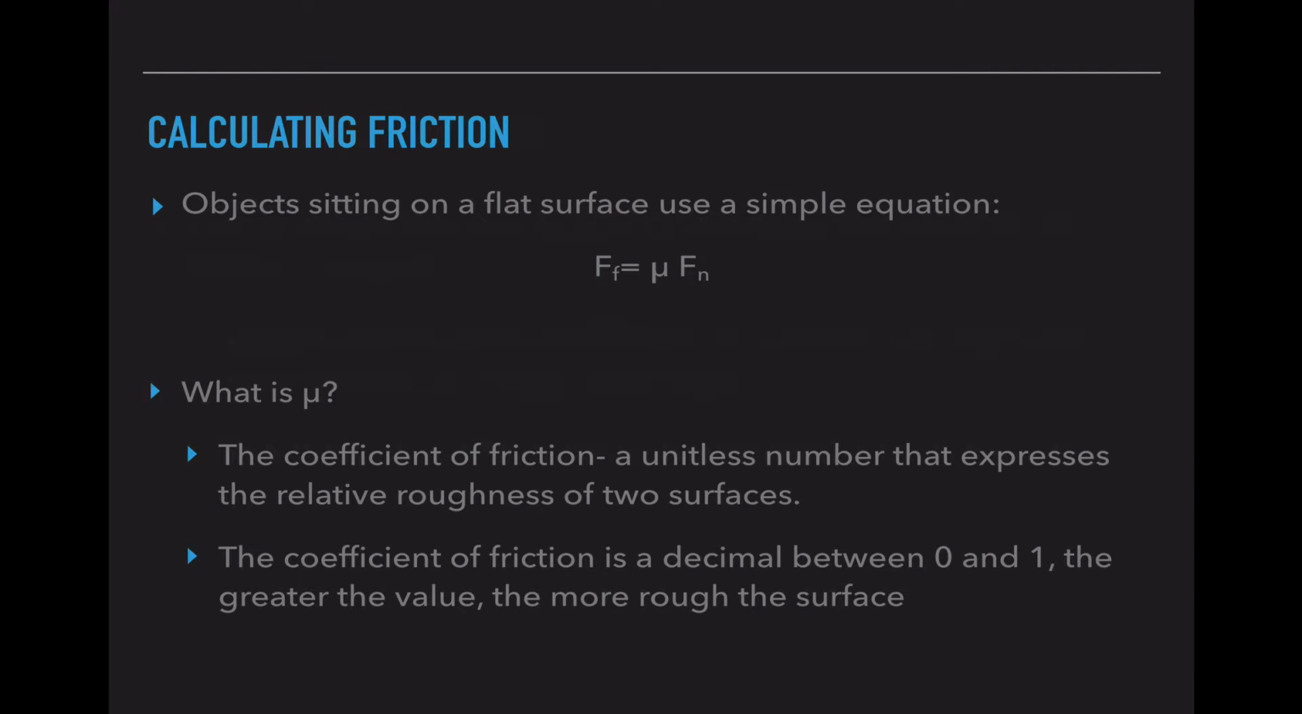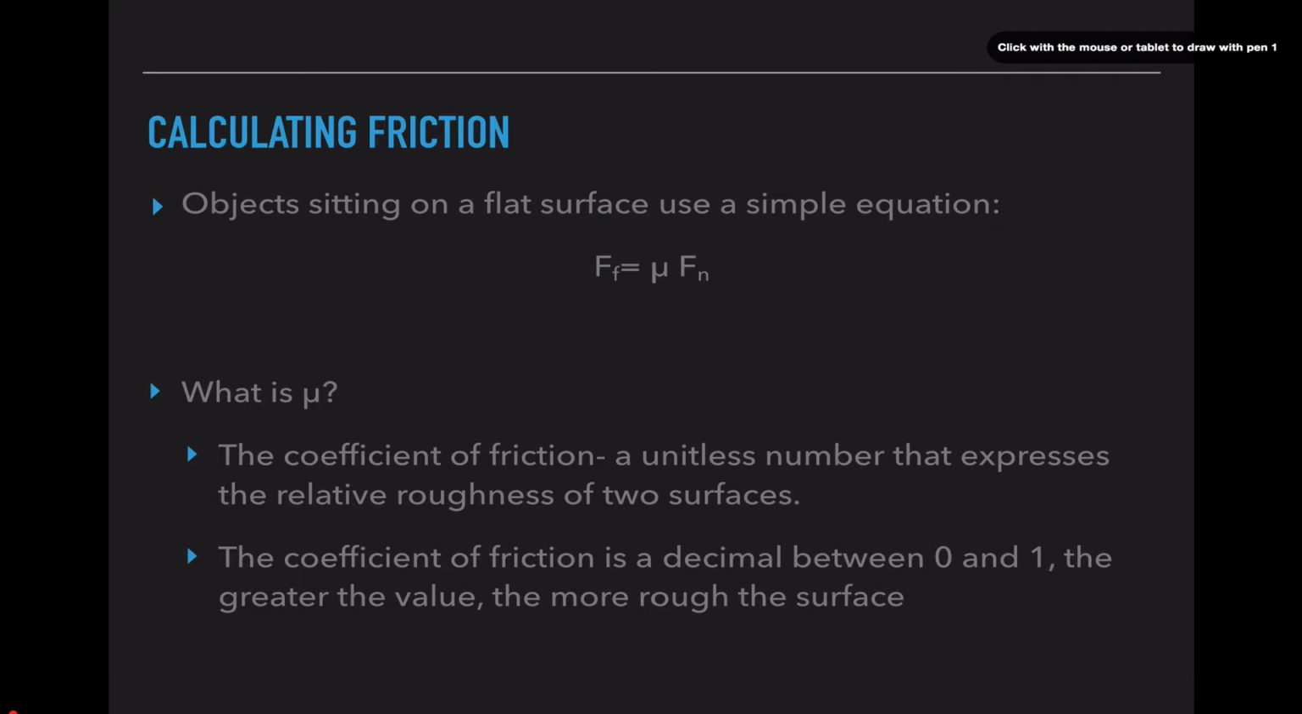So here's how we calculate friction. Objects sitting on a flat surface use the following equation. Ff equals mu Fn. So mu is that coefficient of friction, and mu is this funny backwards y. It's a unitless number that expresses the relative roughness of two surfaces. The coefficient of friction is a decimal between 0 and 1. The bigger the value is, the more rough the surface is.